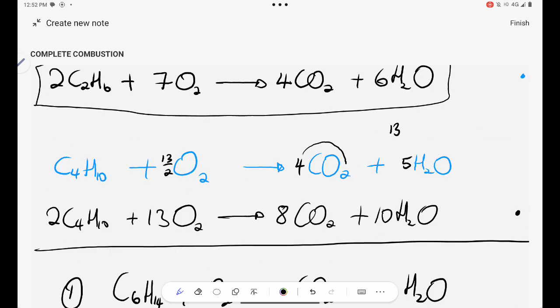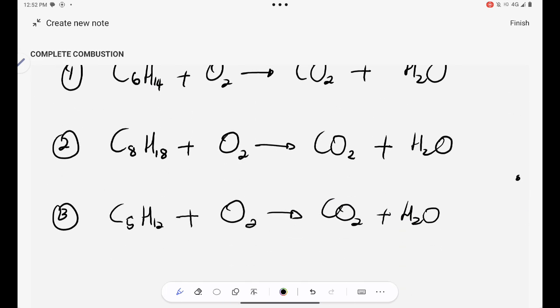That's how you balance complete combustion reactions.